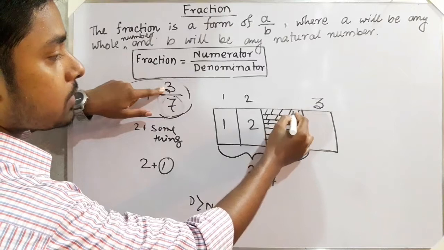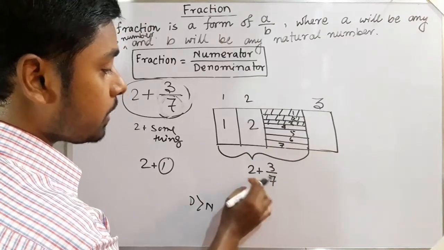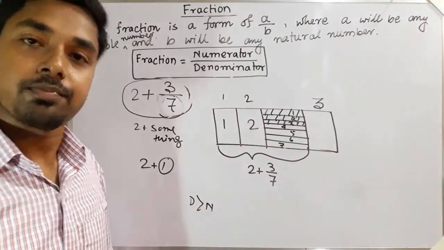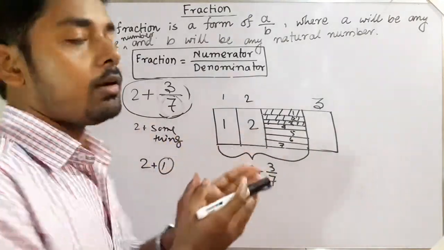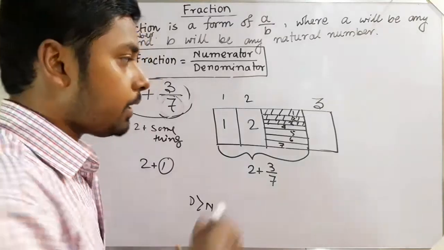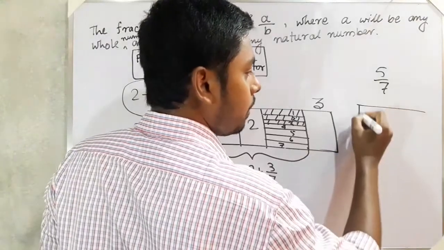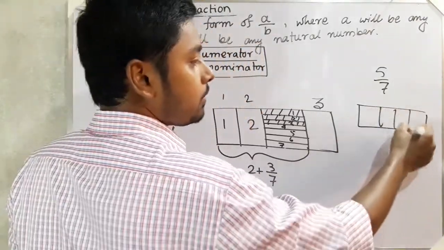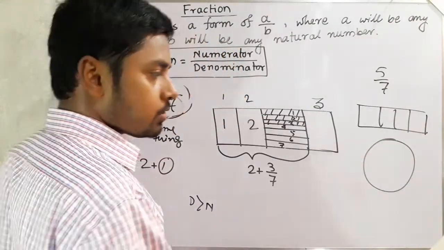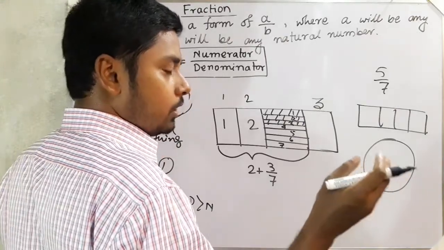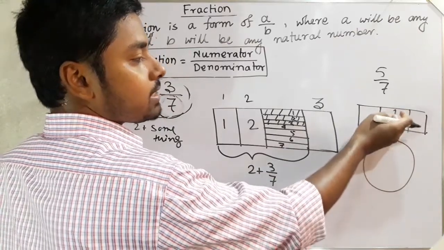So this is the first part, this is the second part, and this is the third part. So from here to here, it represents 2 plus 3 by 7. These are the actual concepts about the fraction. Now suppose I say 5 by 7. It is not compulsory to show it by a box only. You can show it by a circle also, you can show it by a triangle also, but it is easy to show through a circle as well as a box.